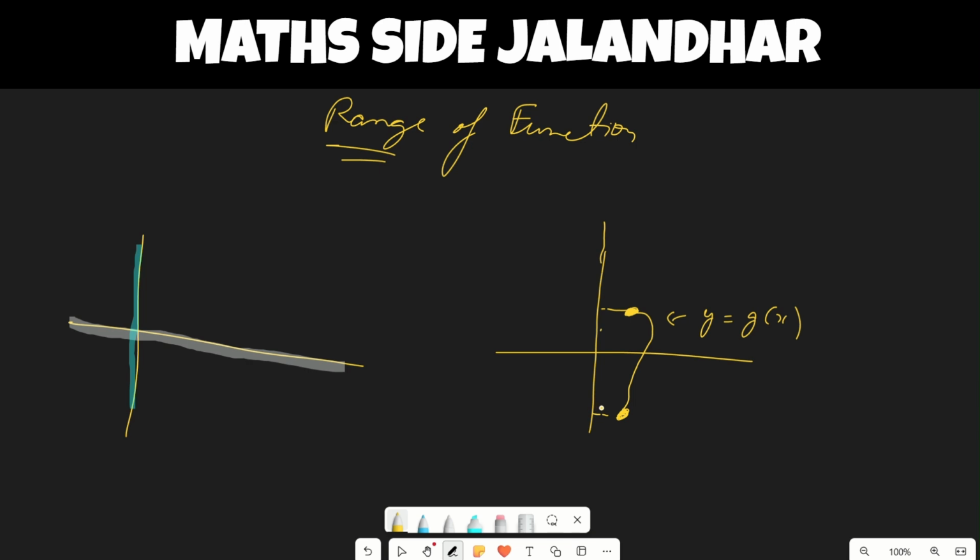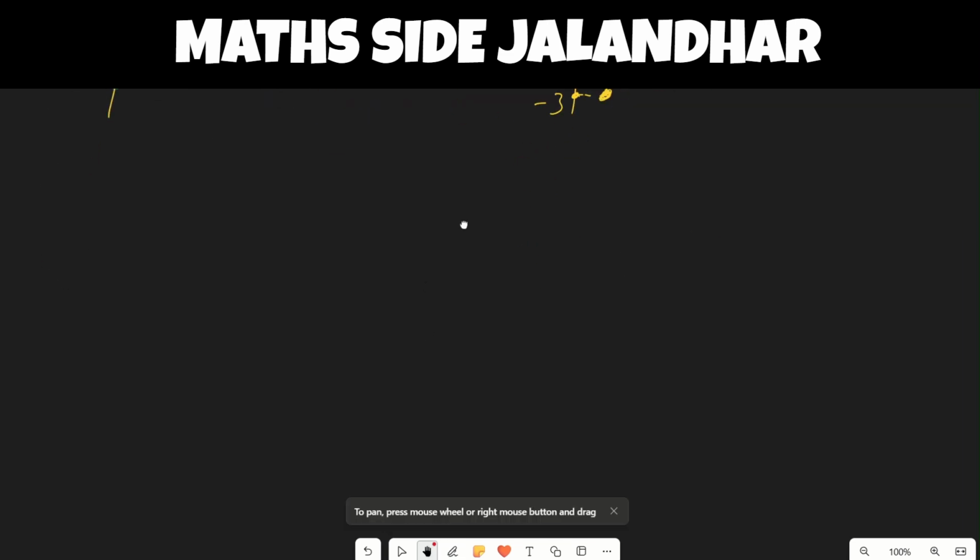I want to find its range. So here is, suppose, -3, and here -2, and here is, suppose, 2. So the range of that function, meaning the range of g(x), is -3 to 2. Okay, I give you one more example.